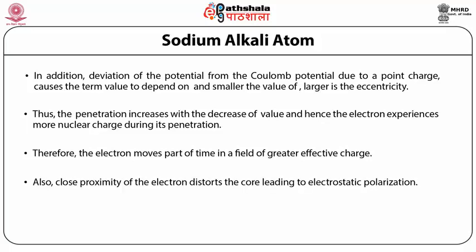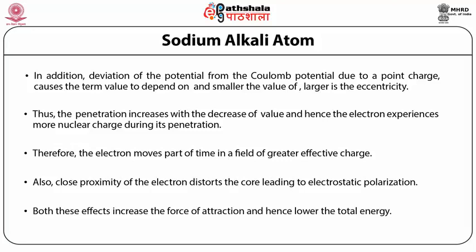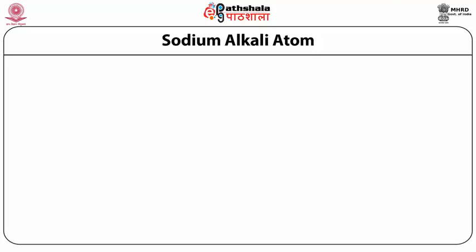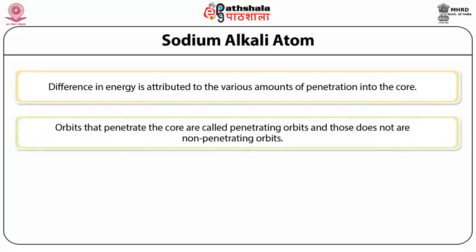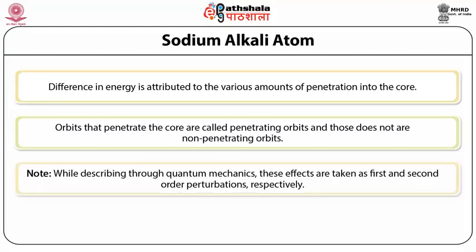Also, close proximity of the electron distorts the core, leading to electrostatic polarization. Both these effects increase the force of attraction and hence lower the total energy. Difference in energy is attributed to the various amounts of penetration into the core. Orbits that penetrate the core are called penetrating orbits, and those that don't are non-penetrating orbits. While describing through quantum mechanics, these effects are taken as first and second order perturbations respectively.